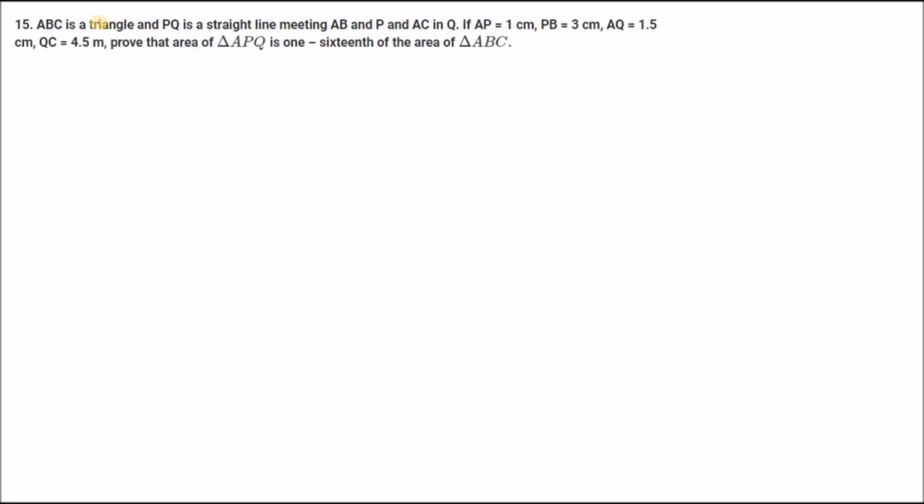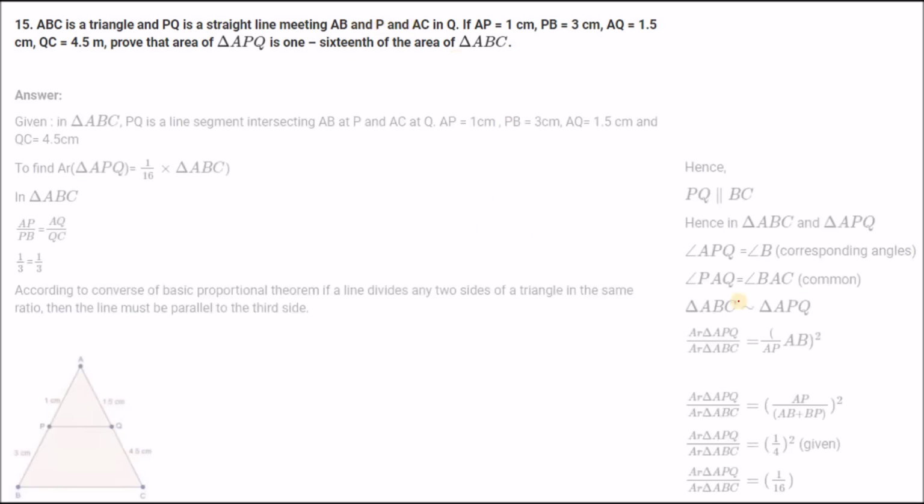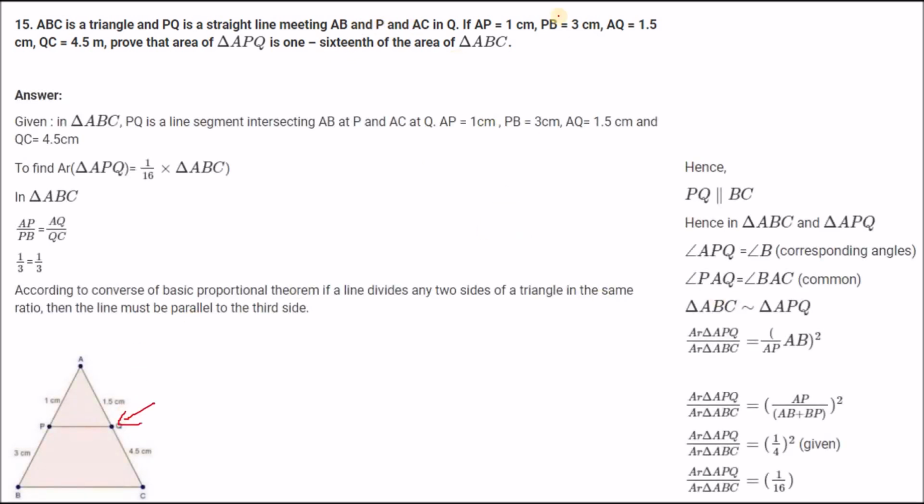Next, ABC is a triangle and PQ is a straight line meeting AB at P and AC at Q. So this is the scenario. These sides are also given: AP is 1, PB is 3, AQ is 1.5 and QC is 4.5. You have to prove that the area of APQ is 1/16, that is, the area of this triangle is 1/16 of the main triangle ABC.